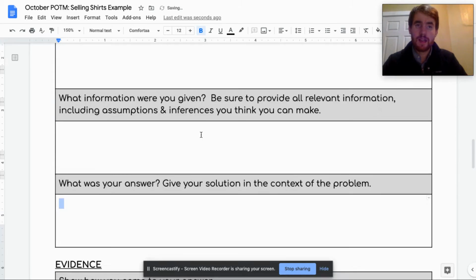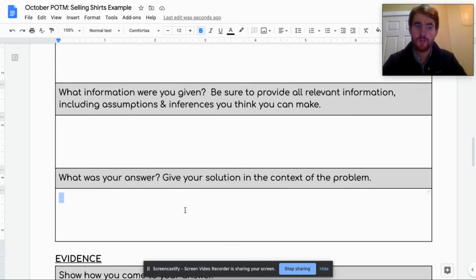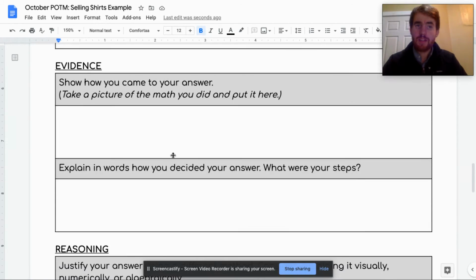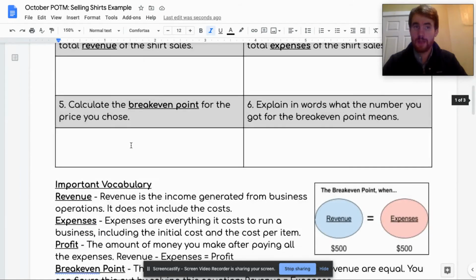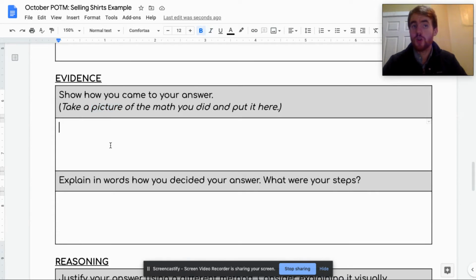So that's the claim. In this, you're just saying what you were trying to figure out, what information you were given, and what was your final answer. The evidence is where you show actually how you solved the problem. So here, I would recommend in this first section, taking a picture of the math. If you did it on a piece of paper, or if you wrote it up here, you could copy and paste it down here, but actually show the math you did.